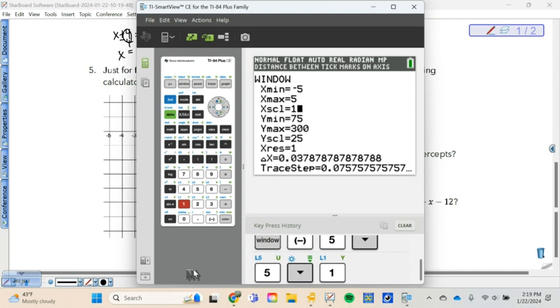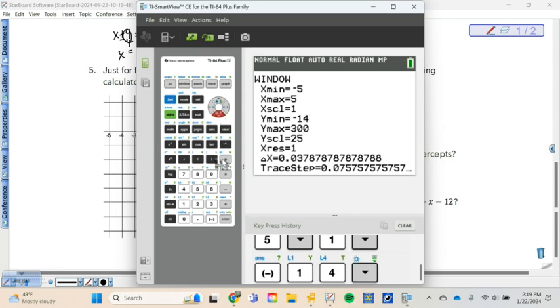And then let's do the same thing for the y value. So look at your y-axis on your graph. Between which two numbers does it go? What's the smallest y value? What's the y min? Good, negative 14.